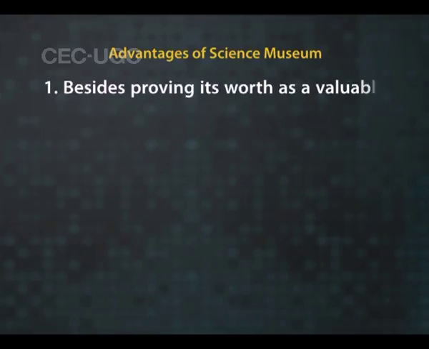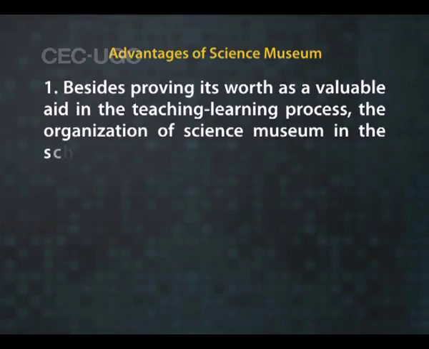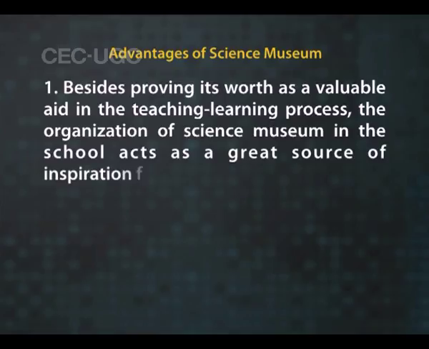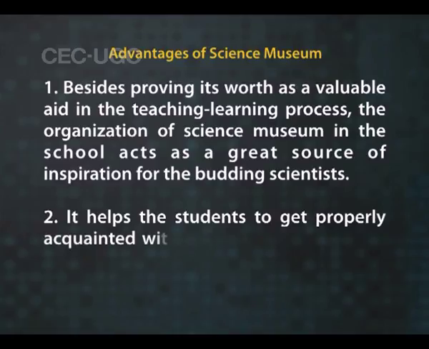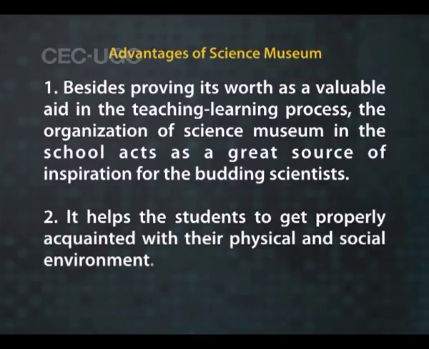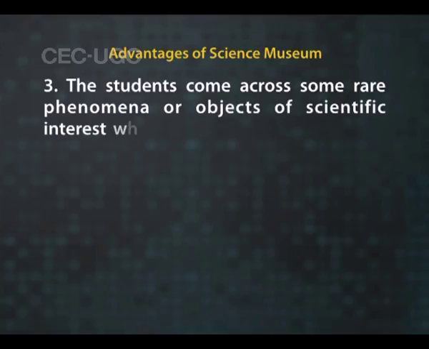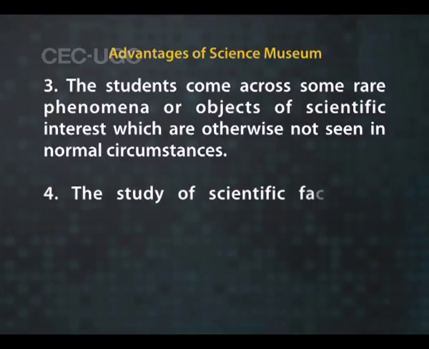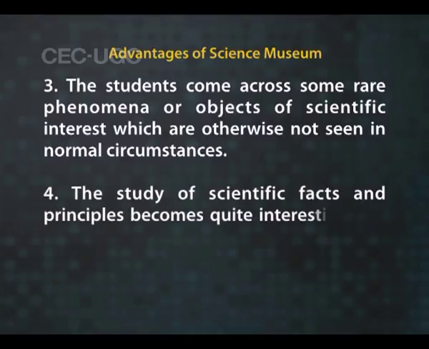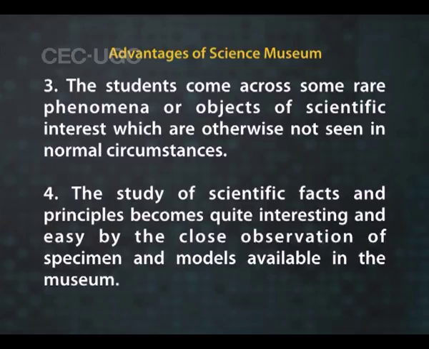Advantages of science museum. Besides proving its worth as a valuable aid in the teaching-learning process, the organization of a science museum in the school acts as a great source of inspiration for the budding scientists. It helps the students to get properly acquainted with their physical and social environment. The students come across some rare phenomena or objects of scientific interest which are otherwise not seen in normal circumstances. The study of scientific facts and principles becomes quite interesting and easy by the close observation of specimens and models available in the museum.